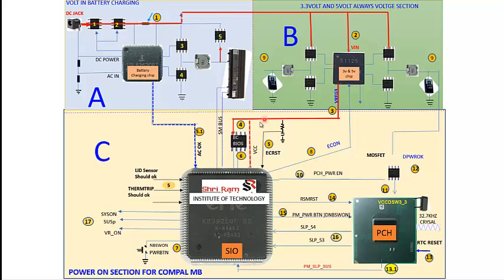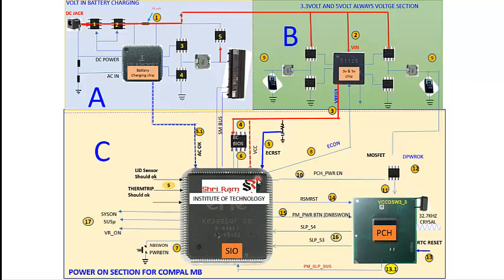So friends, after getting voltage to the SIO as well as to the BIOS, now the SIO requires a reset signal. It's called the EC reset. This is a delay signal. Here is one RC circuit, resistor and capacitor. This RC circuit generates the EC reset. It generates a 3 volt and resets the SIO.